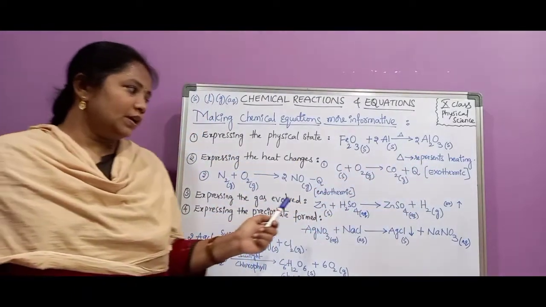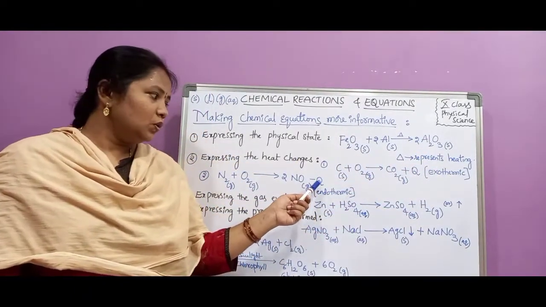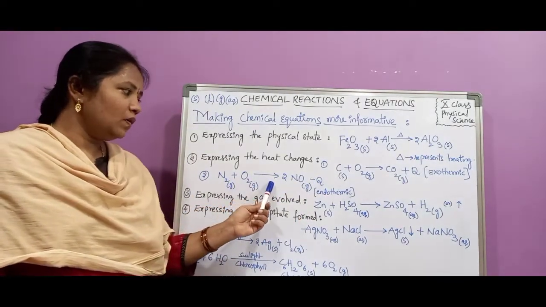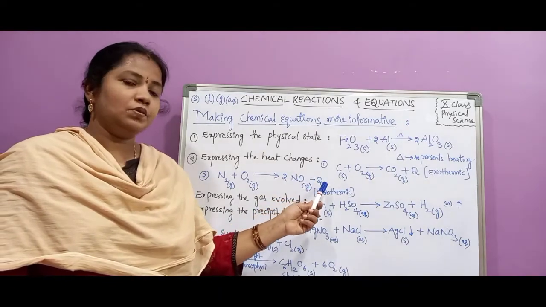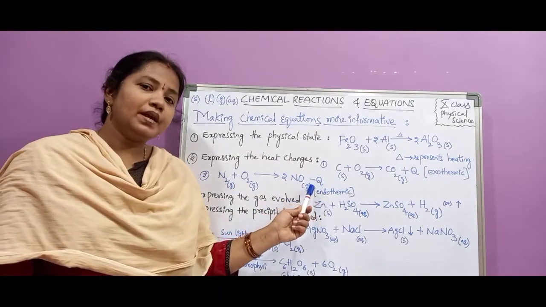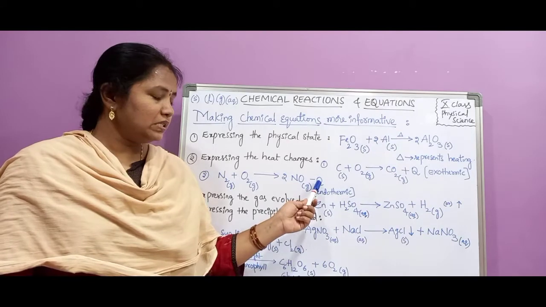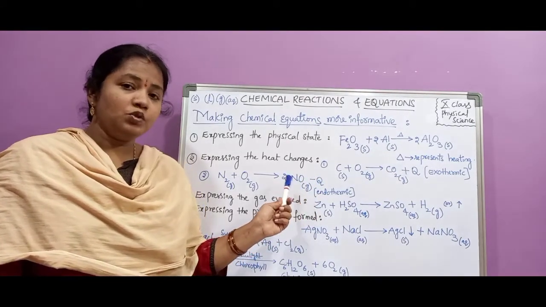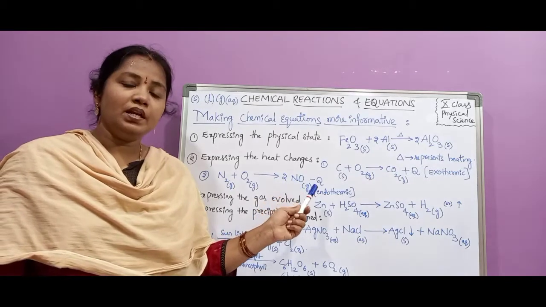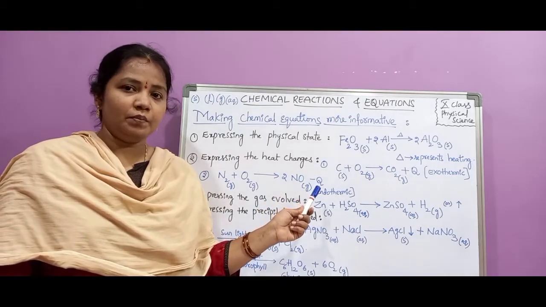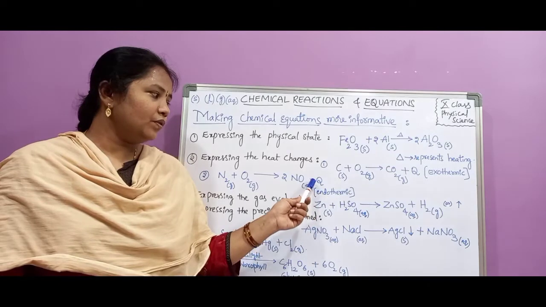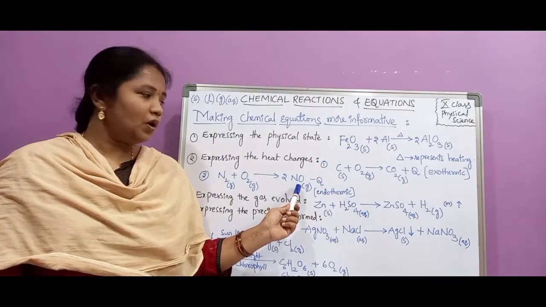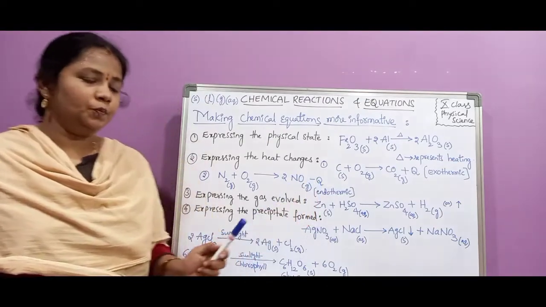If it is an endothermic reaction, this Q is indicated with a minus sign. Reactants, arrow, product, then minus Q. Minus Q indicates that this reaction is endothermic. Q is heat energy, and minus Q indicates that heat energy is absorbed during the reaction. When heat energy is absorbed, it is called an endothermic reaction. So in endothermic reactions, we write the formula of the product and after it we write minus Q.